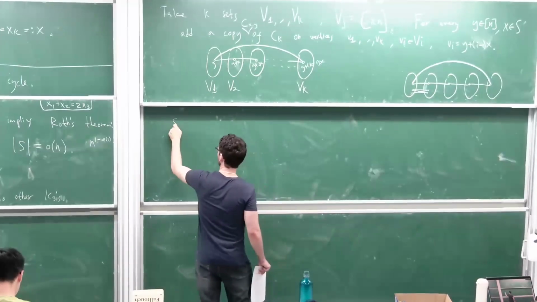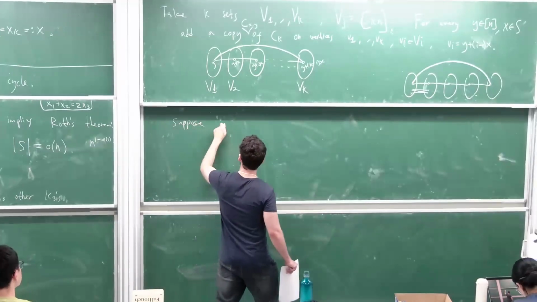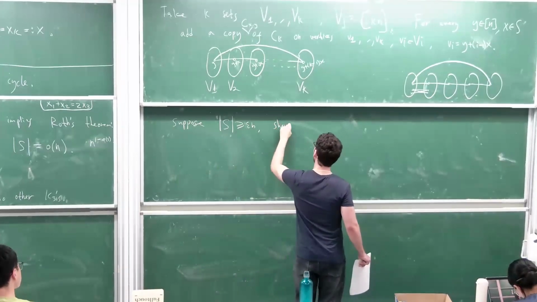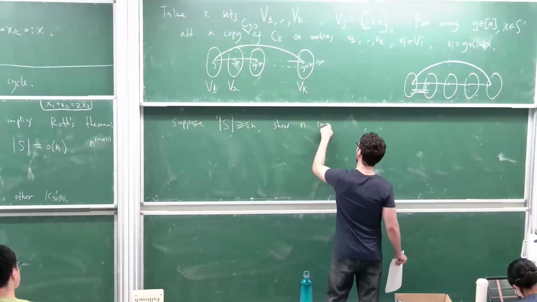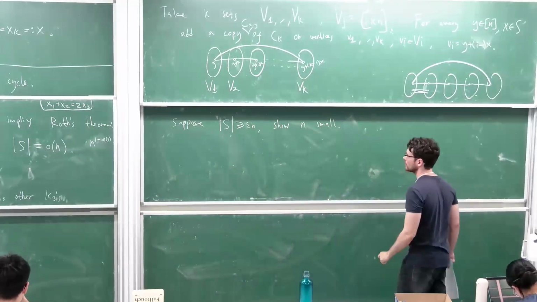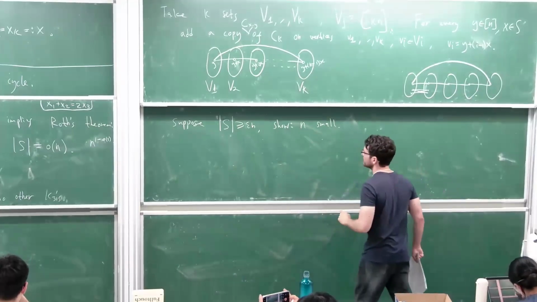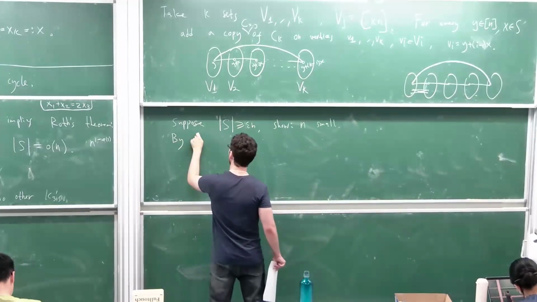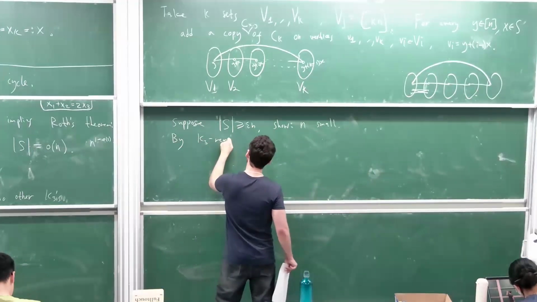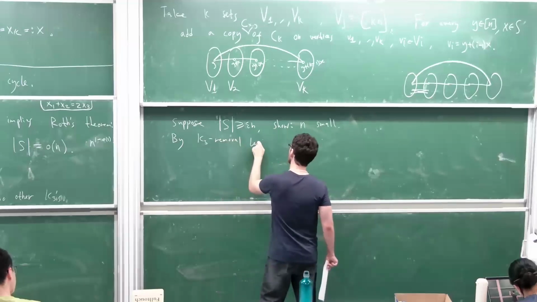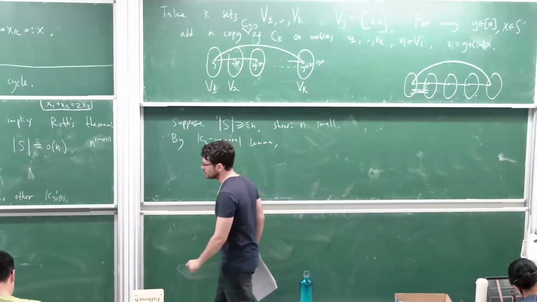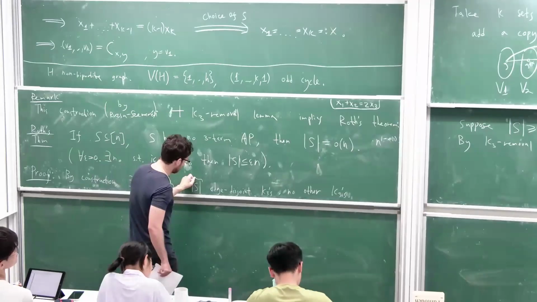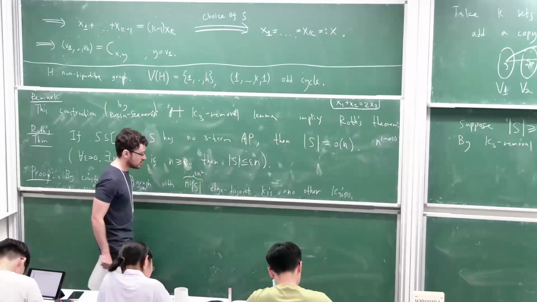Let's suppose that S is at least epsilon n, and show that n is small. And so by the removal lemma, if S is at least epsilon n, then we have here epsilon n squared disjoint triangles.